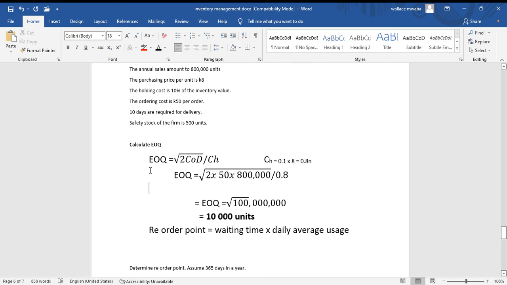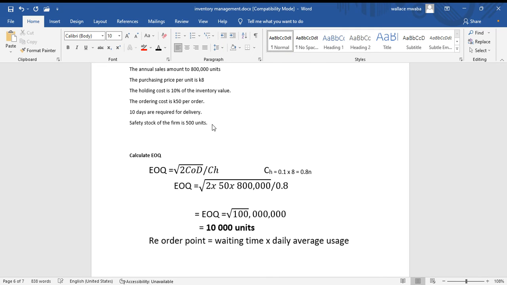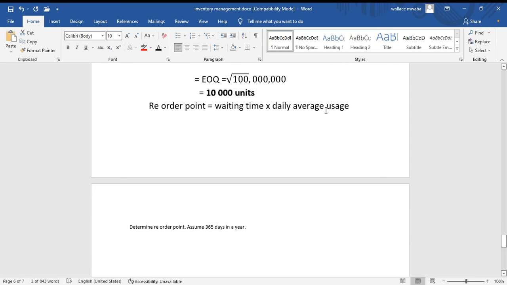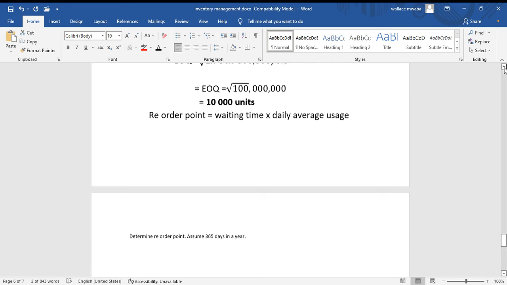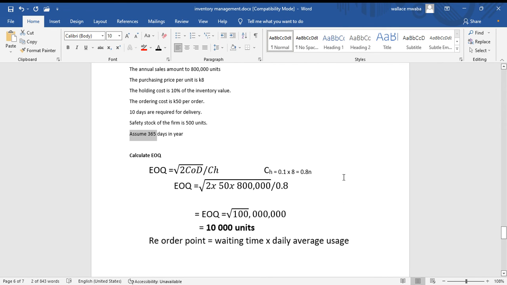All right. So I was on this point for calculating our reorder point. I was saying that to get our daily average usage, I just forgot to put in this detail here, right? Assume 365 days in a year. Sorry, forgot to add that bit there. So we're going to divide this 800,000 by 365 days, right, to get our daily average usage. Our waiting time has already been given to us. It is 10 days.